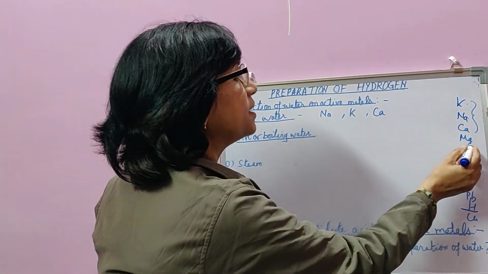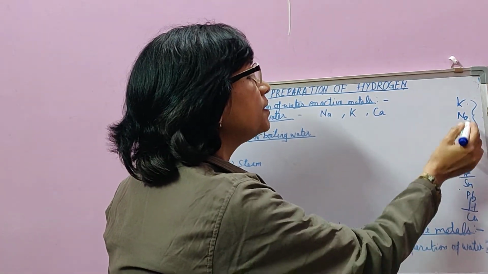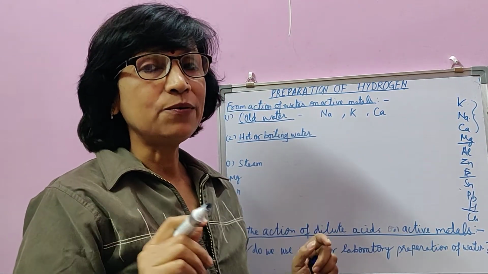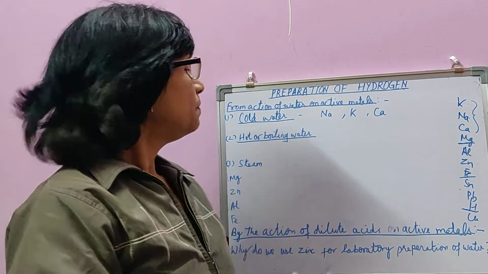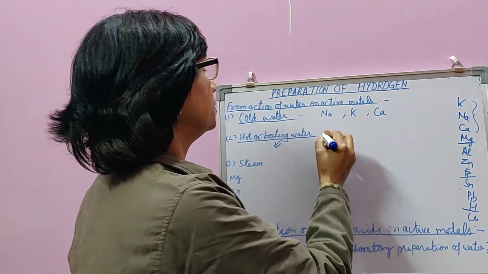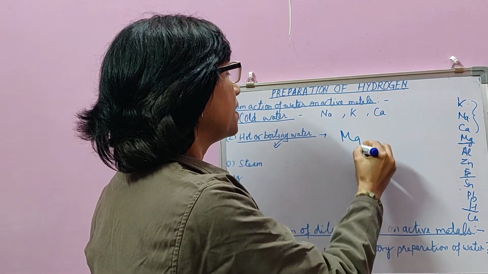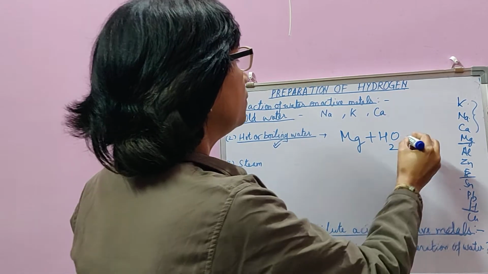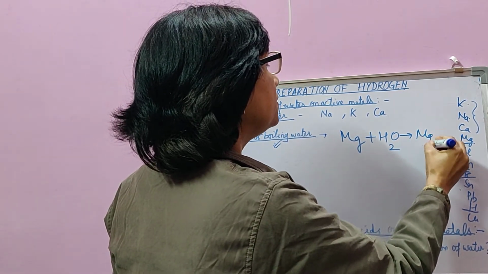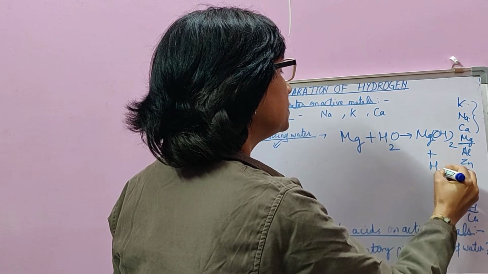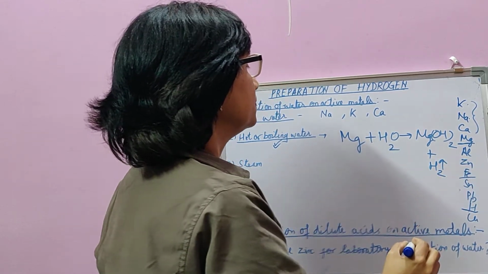The next is magnesium. Magnesium is less active than calcium, so it cannot displace hydrogen from cold water, but it can displace hydrogen from hot or boiling water. The reaction will be like this: Mg plus 2H2O will give Mg(OH)2 plus H2.